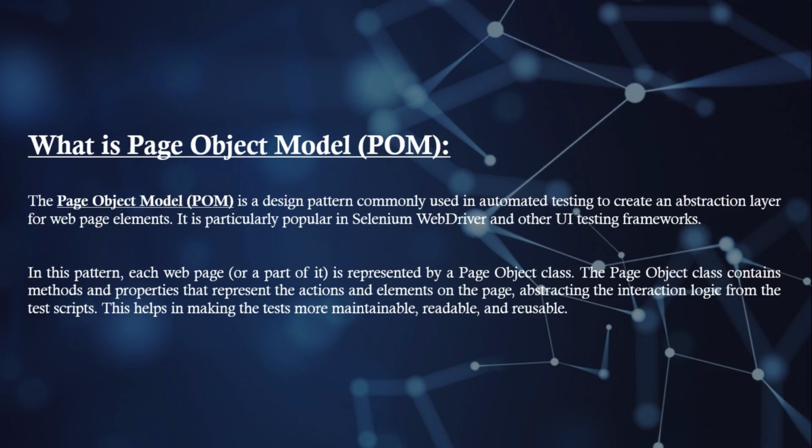In the POM design pattern, each page or part of it is represented by a page class. The page class contains methods and properties. Here the methods represent each action performed on the web page, and the properties represent the elements present in the web page. This model is abstracting or hiding the interaction logic from the test scripts. This helps in making the test more maintainable, readable, and reusable. Moving on to the next slide.